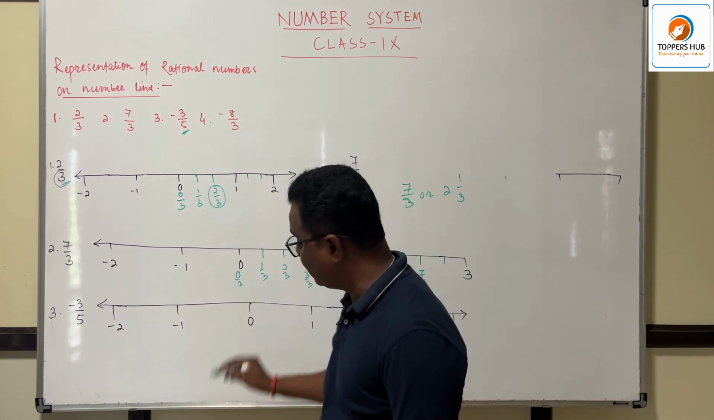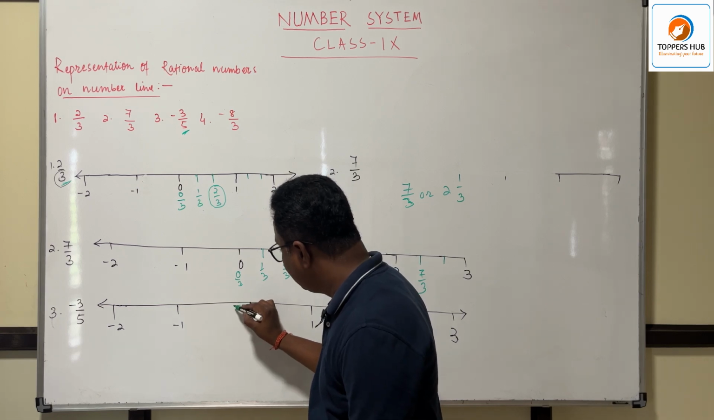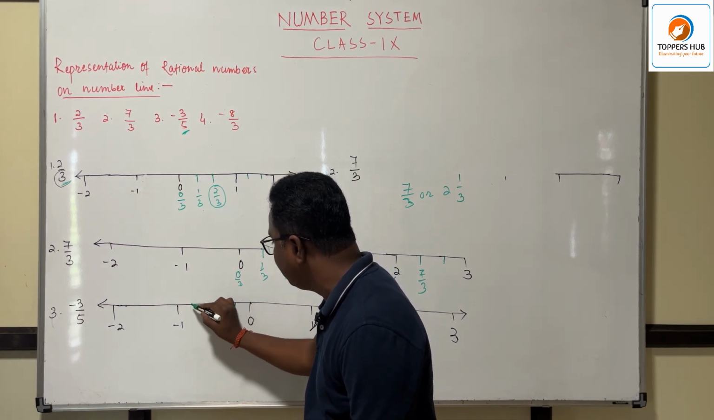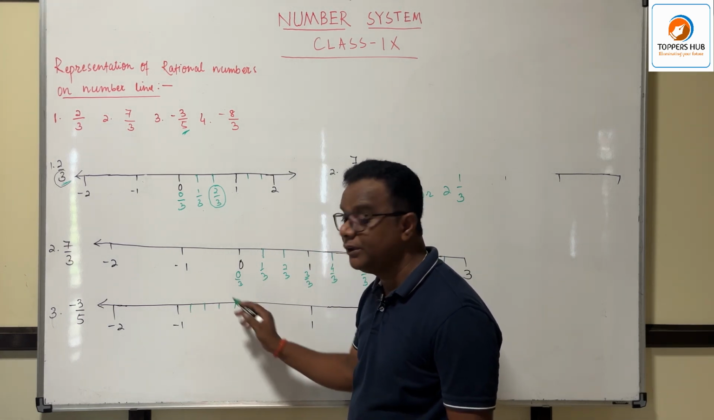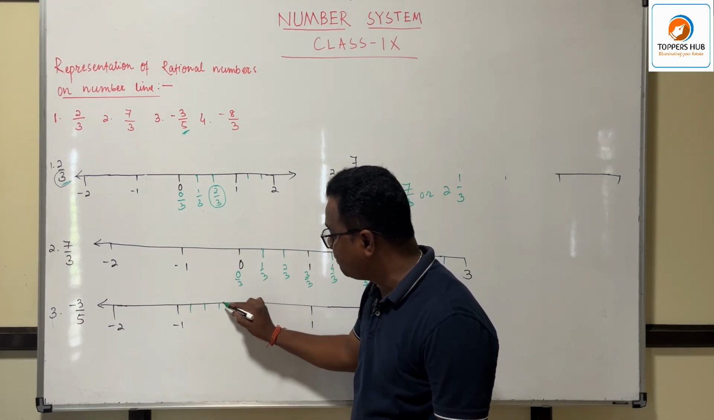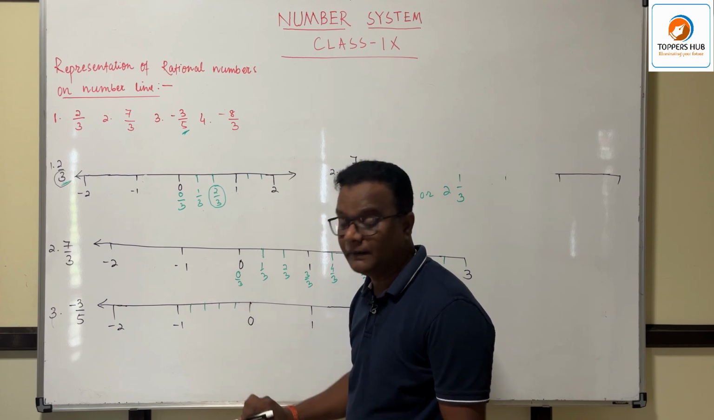5 is the denominator, so I will divide it into 5 parts. Each segment will be divided into 5 parts. 1, 2, 3, 4. When I put 4 lines between 0 and minus 1, I am going to get 5 parts. 1 part, 2 parts, 3 parts, 4 parts, 5 parts.